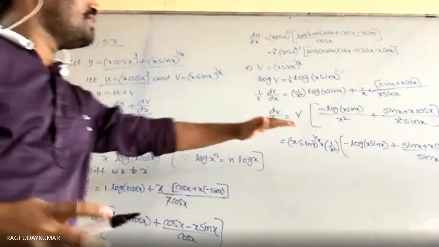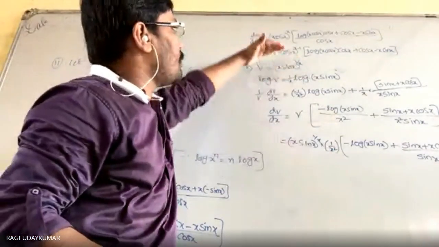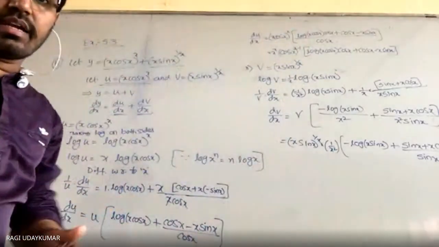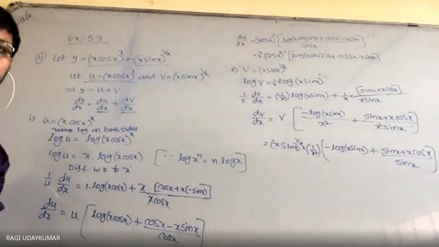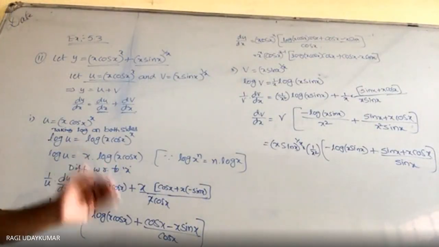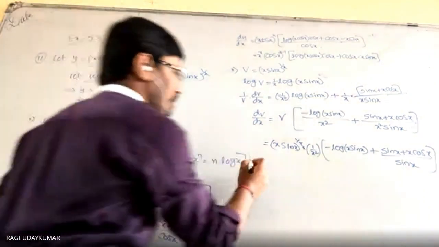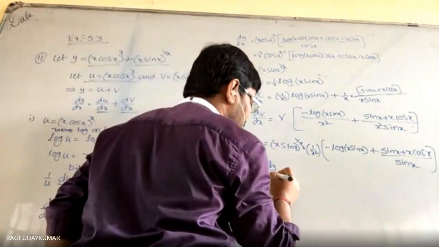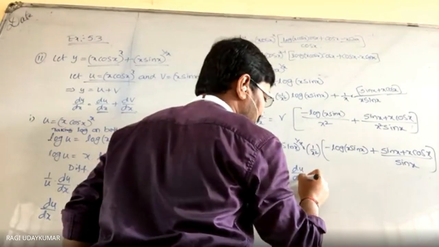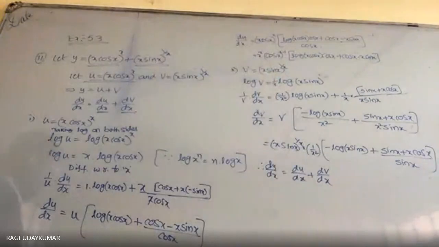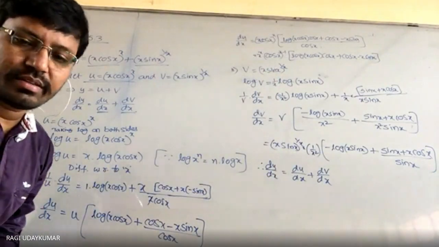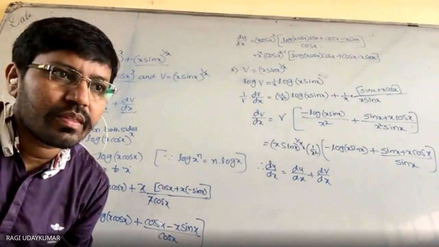This is dv by dx, and this is du by dx, and the final answer is, I think it is not visible to you, the side one. Now is it clear? So this is the way to solve, and after that you have to write dy by dx is equal to du by dx plus dv by dx. So the sum of these two you have to write at the final. Did you understand? Yes, sir.